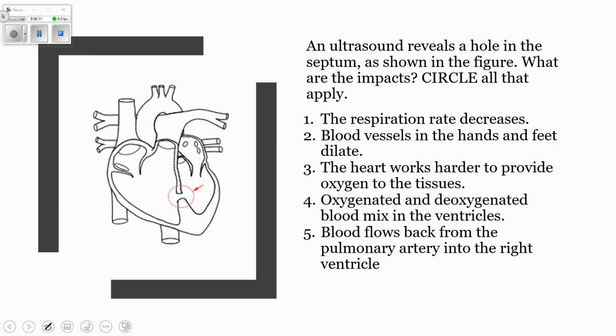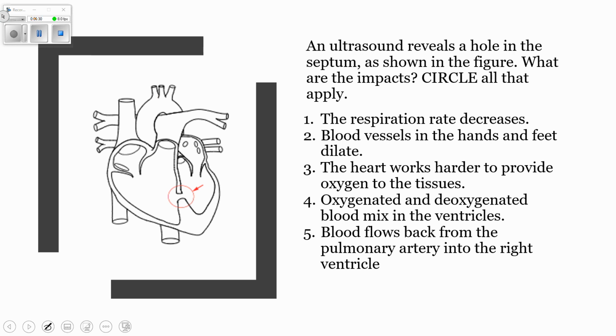Over here, we're doing a little bit of an analysis. Again, remember, you want to cross off the ones that you know are definitely not correct. It says an ultrasound reveals a hole in the septum. The septum is the area that's going to separate the left and the right-hand side of the heart, as shown in the figure. What are the impacts? One says the respiration rate decreases.